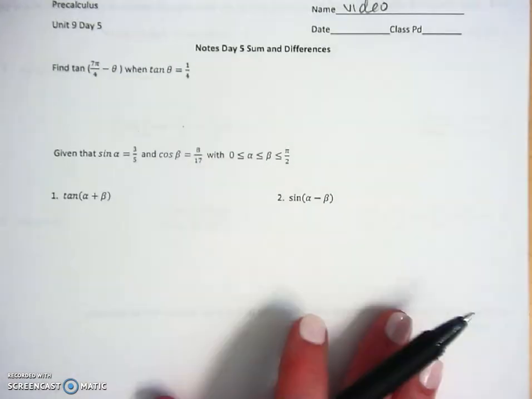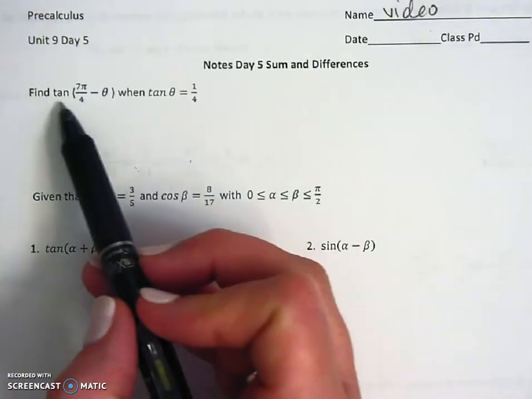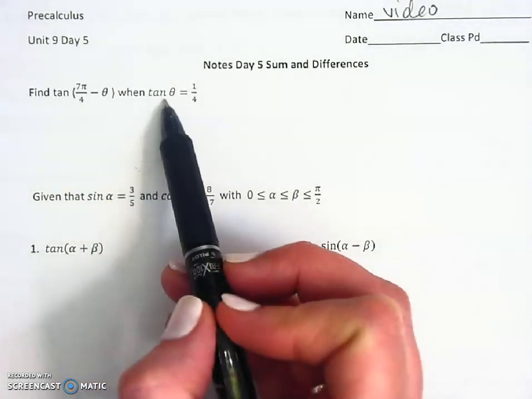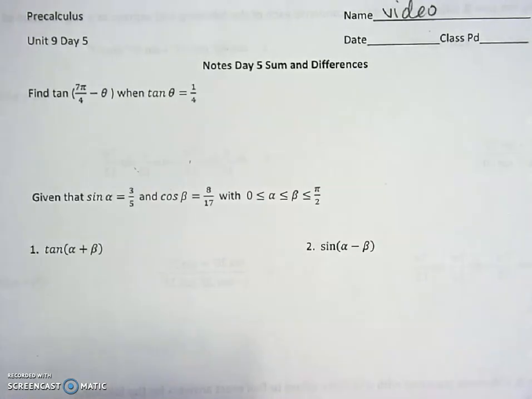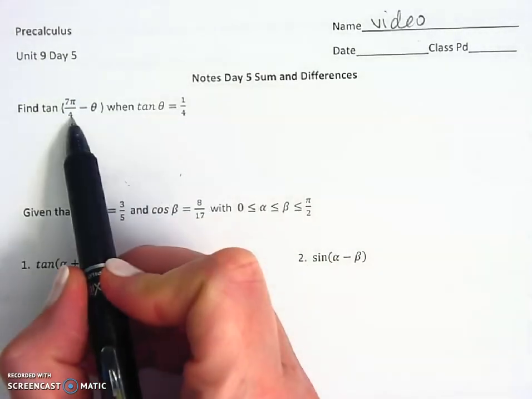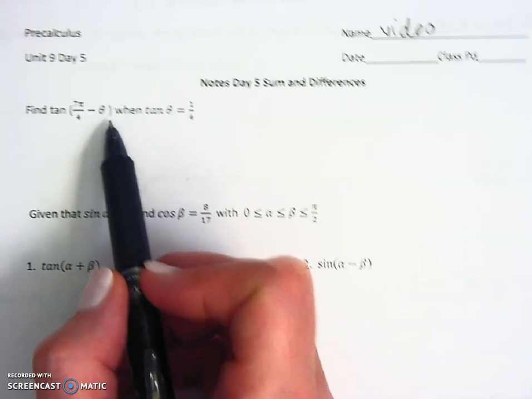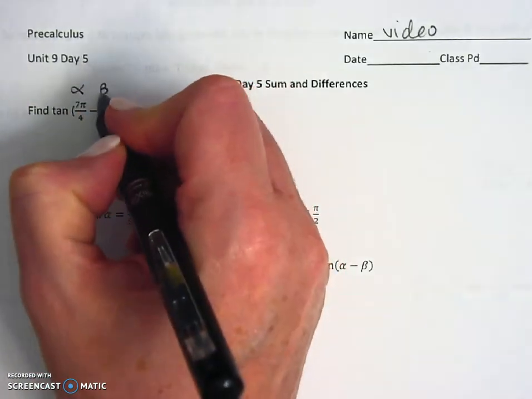So what's happening in this first one is we're being asked to find tangent of 7 pi over 4 minus theta when tangent theta equals 1/4. So if you notice, we have an angle here in radians and then just a variable for an angle here, theta. Now the basic idea is the same. This first one listed is my alpha. The second one is my beta.